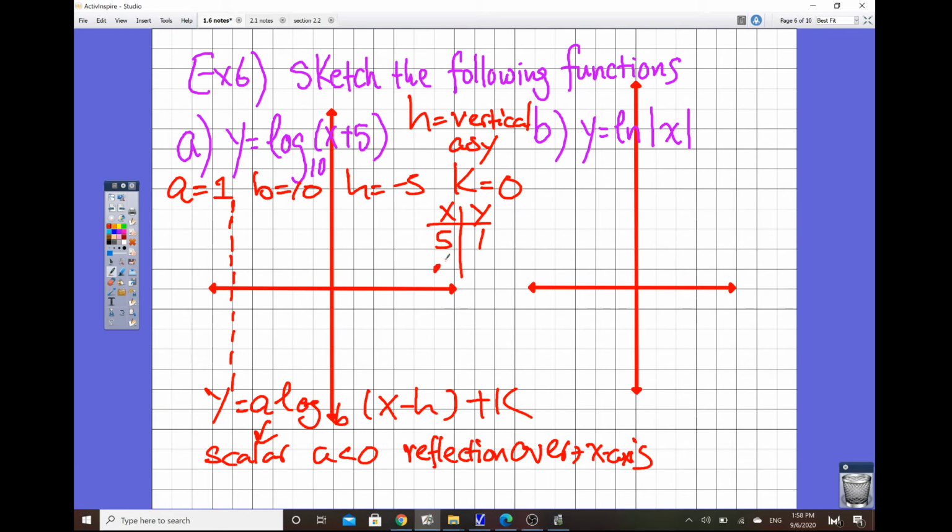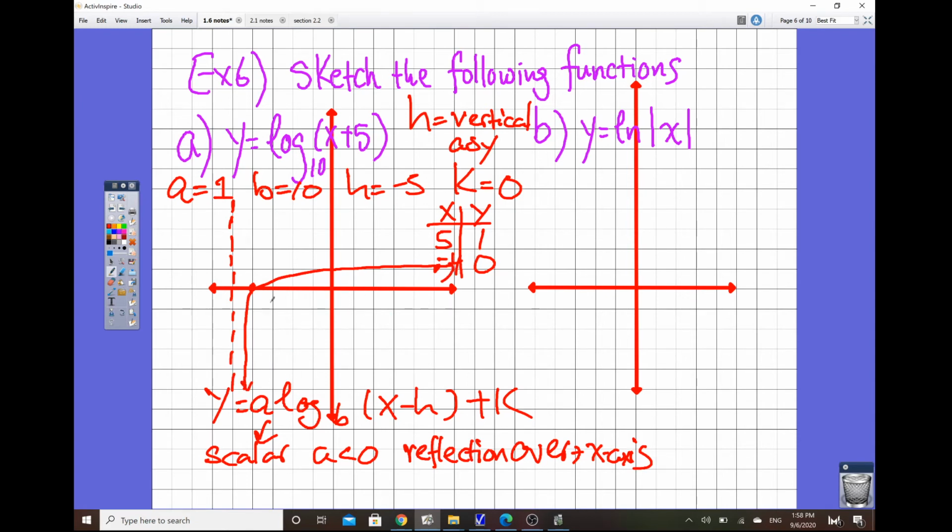Okay, so another number that you would like to use: 10 to the power of 0 is always 1. So let's say x is negative 4. So negative 4 plus 5 is 1. So log base 10 of 1, guess what? 0. So (negative 4, 0), right here. And then for the graph, all you need to do is just connect them, and then try to extend it all the way through.